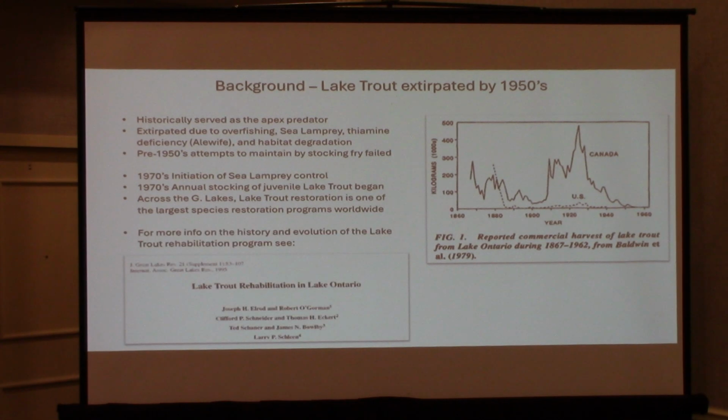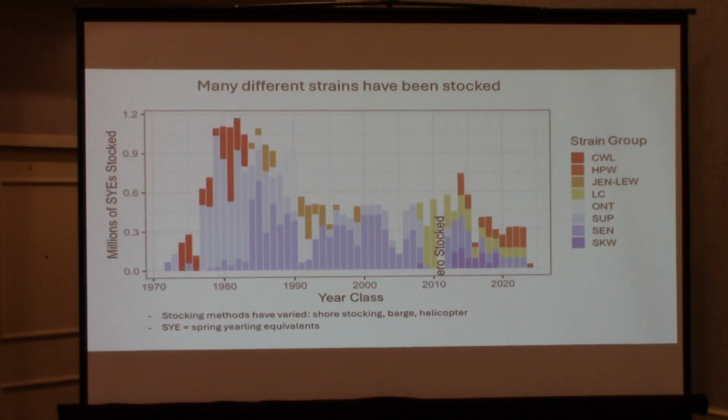There's a ton of literature about this. The Lake Ontario specific history is well summarized in this paper by Elrod et al., 1995. Throughout this program, a number of different strains have been stocked, and a lake trout strain is basically just a population from a different lake or a different area within a lake. This is a brief summary of some of them. It's been millions. The y-axis is spring yearling equivalents because fall fingerlings have been stocked as well.